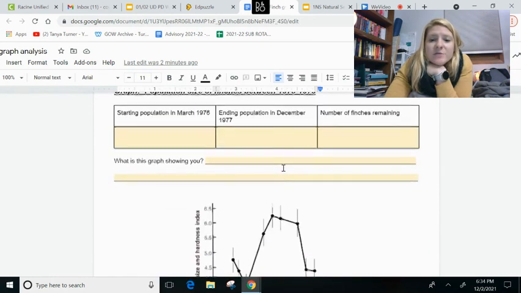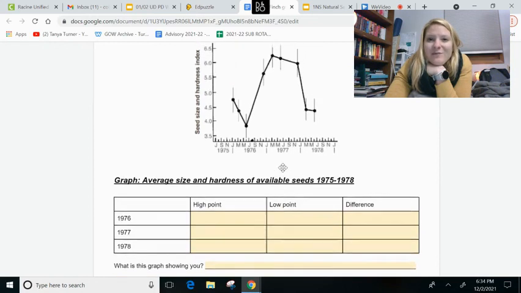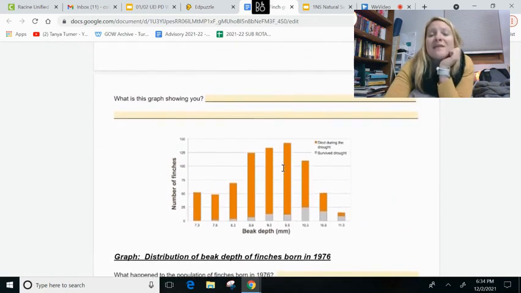So then next class, we'll be going over this. So it does need to get done for next class. And then we'll be going over a timeline on what all is changing and what we noticed about the finches.